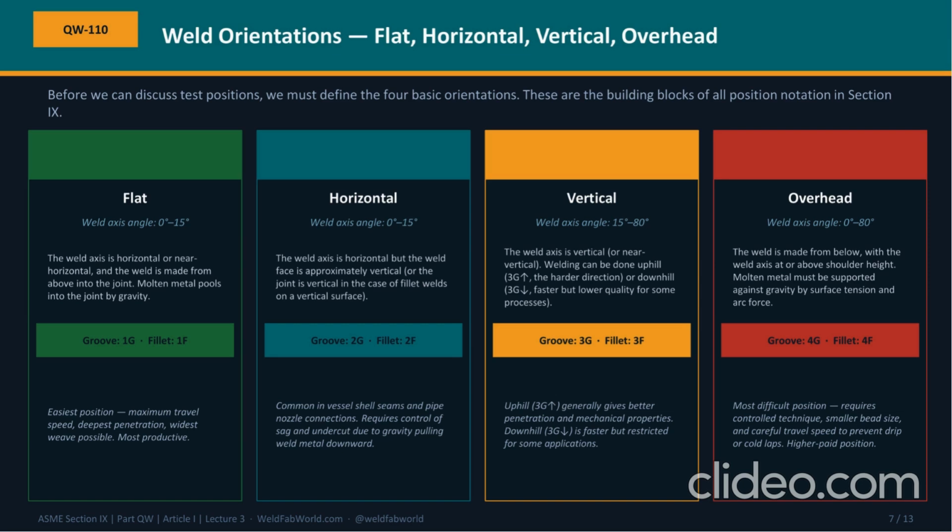Now, the numerical and letter notation. The number gives the position. 1 is flat, 2 is horizontal, 3 is vertical, 4 is overhead. The letter gives the weld type. G is groove, F is fillet. So 3G is a vertical groove weld test coupon. 2F is a horizontal fillet weld test coupon. These designations carry directly through to the test position qualification tables in Article 1 and the qualification range tables in Article 3.